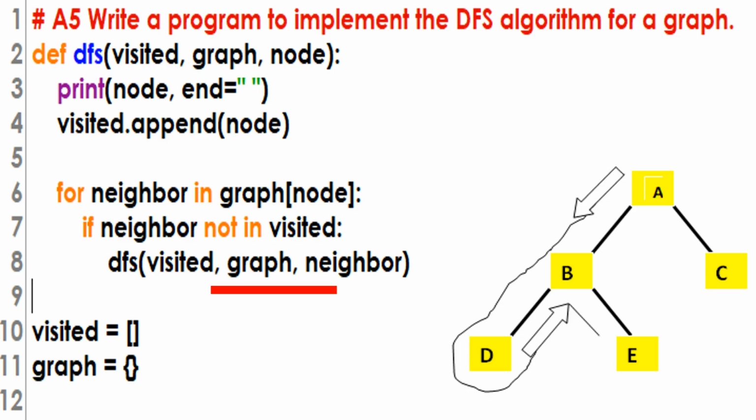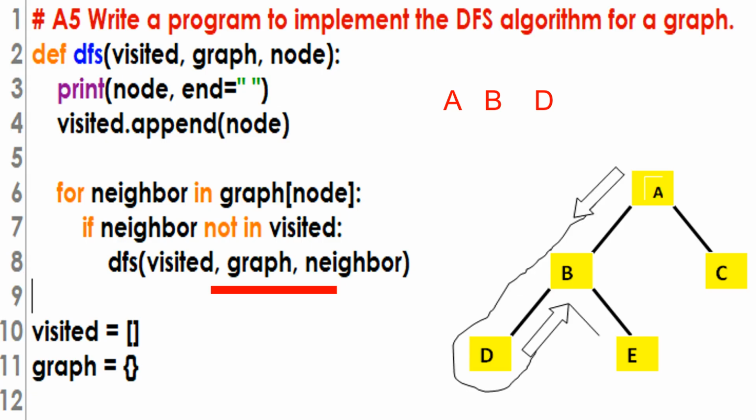So the function calls itself. DFS A calls DFS B. Now the output becomes A, B. Again, B has the neighbor D. So the function calls itself again. Now the output A, B, D. This is called recursion, because the same function keeps calling itself to visit deeper nodes.